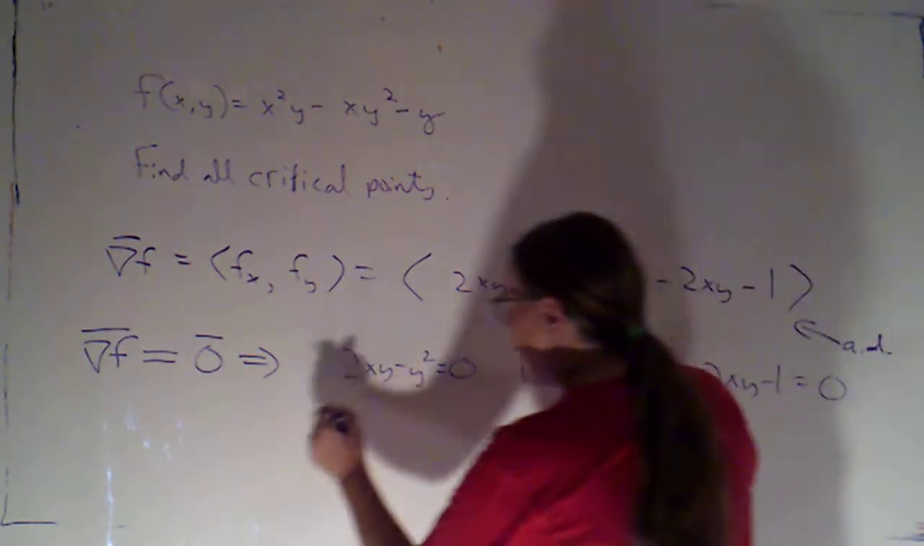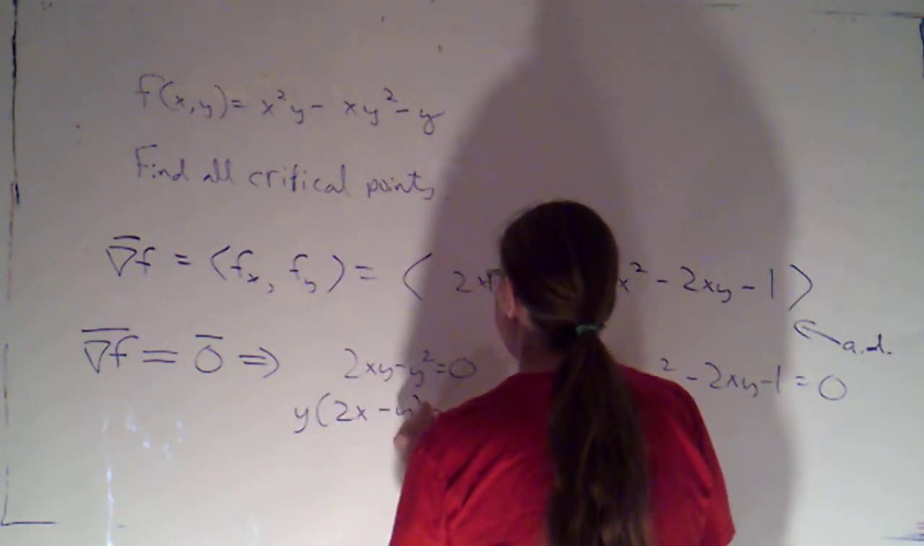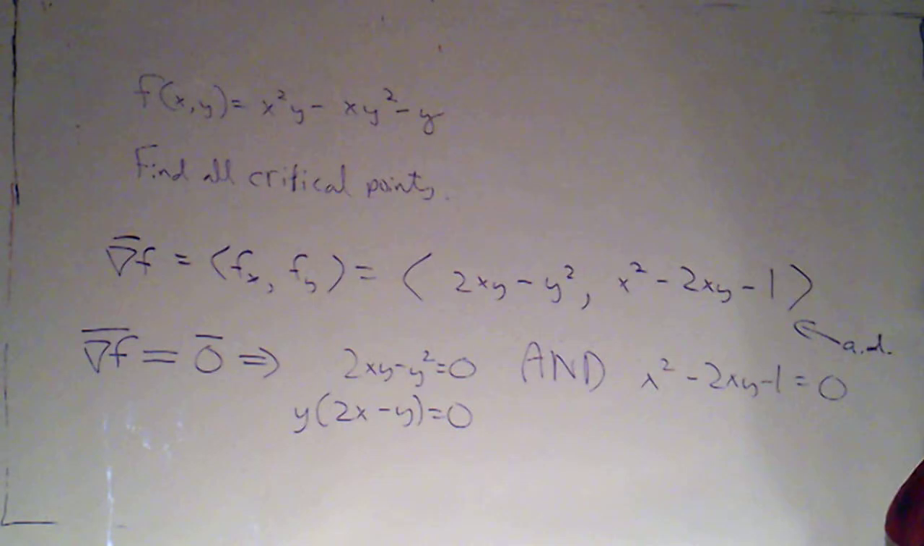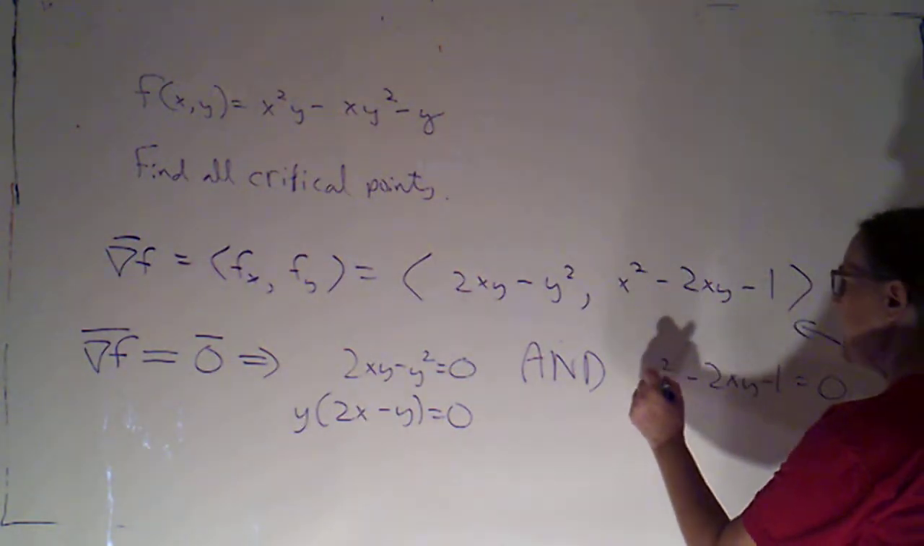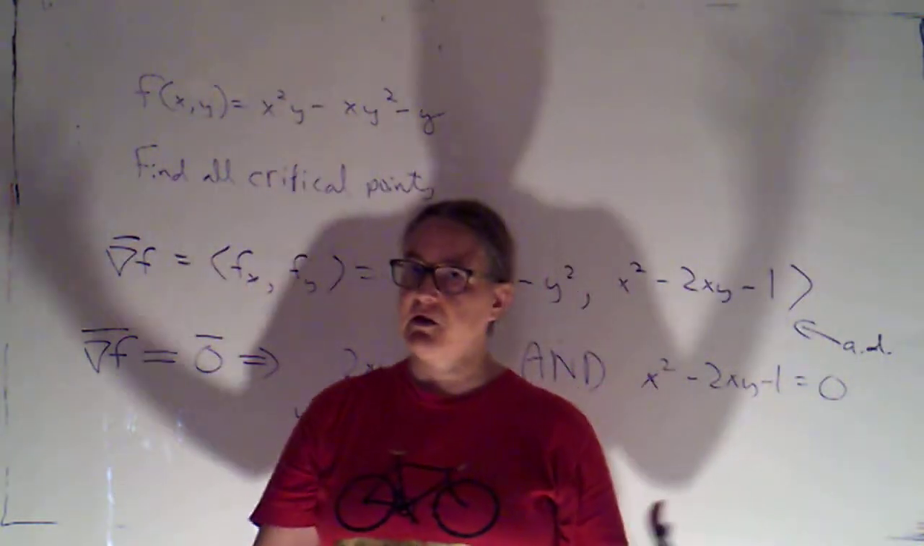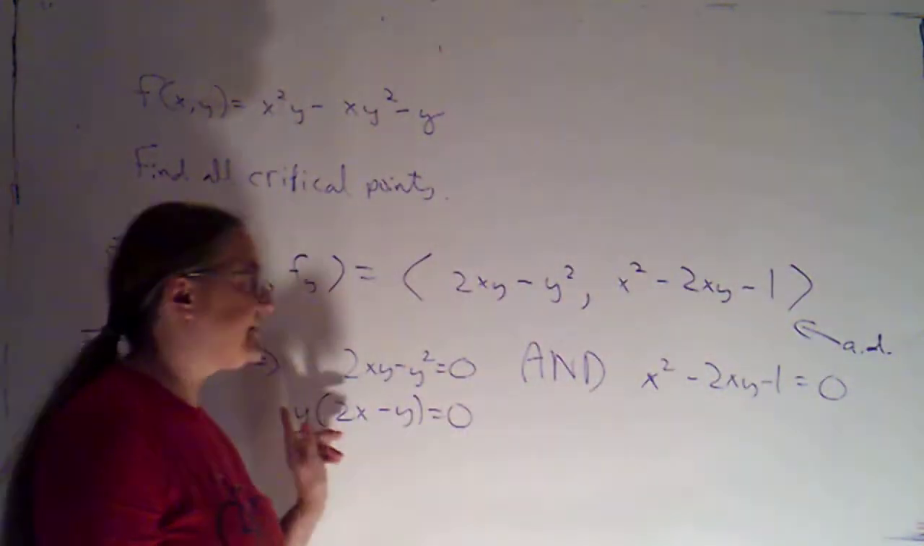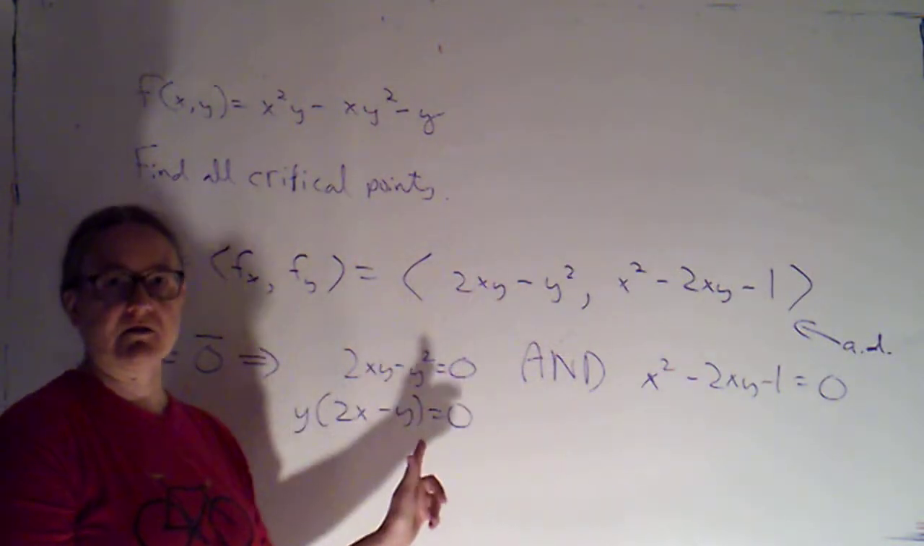This one I can factor a little bit. I can factor out y to get y times (2x minus y) equals 0. This one I can't even factor. Okay. So here, it's not a question of solving two equations one at a time. I want to remember it's about solving this system of equations.